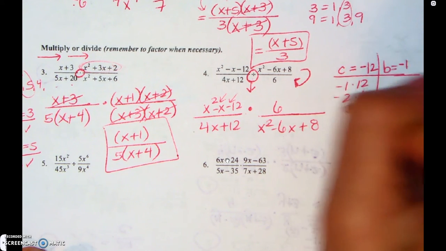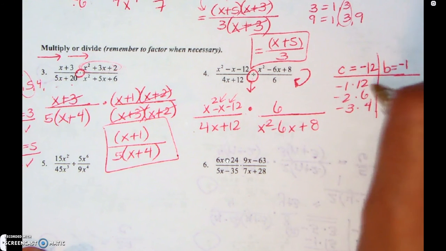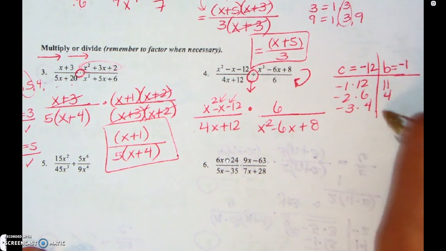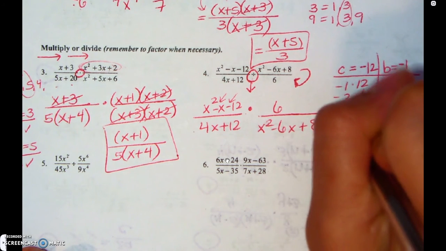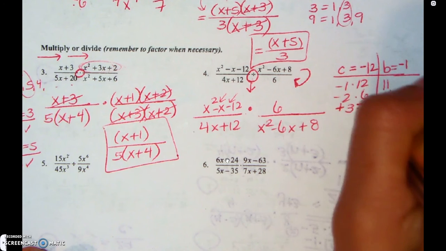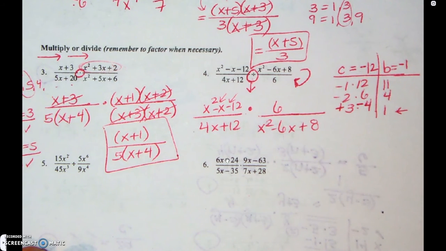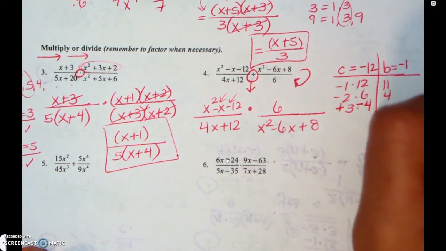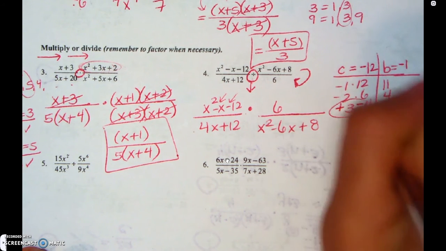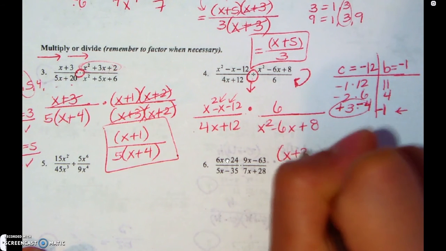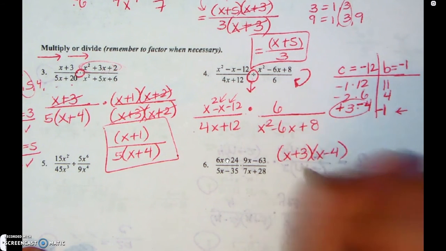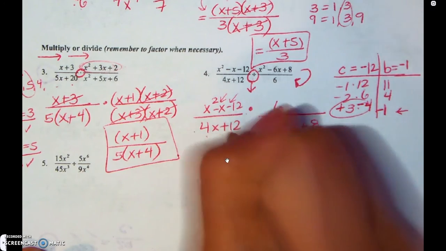One of them has to be negative. So 12 minus 1 is 11, 6 minus 2 is 4, and 4 minus 3 is 1. We're very close here, but I need a negative 1. So I'm going to make this positive and the 4 negative. Negative 4 plus 3 is actually equal to negative 1. So our factors are x plus 3 and x minus 4, over 4x plus 12.